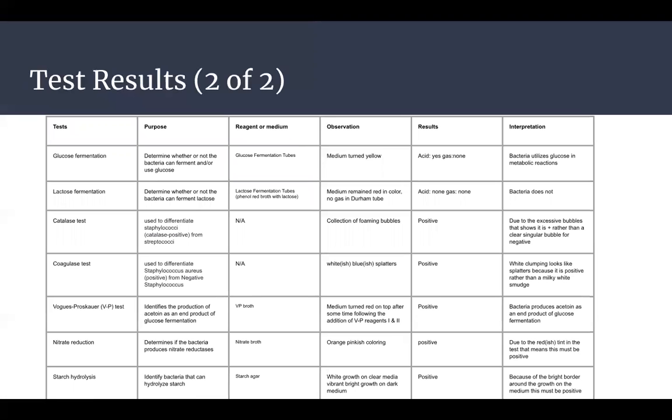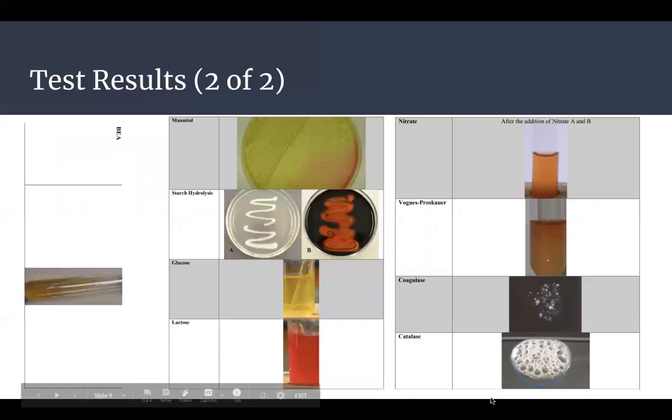This is the second table of tests that were run. This one actually helped me more. I don't want to say more, they're all equally as important, but it helped me narrow down which bacteria I had. Let's say like the coagulase test or the catalase test. Those really canceled out potential bacteria. These are some pictures of those results.